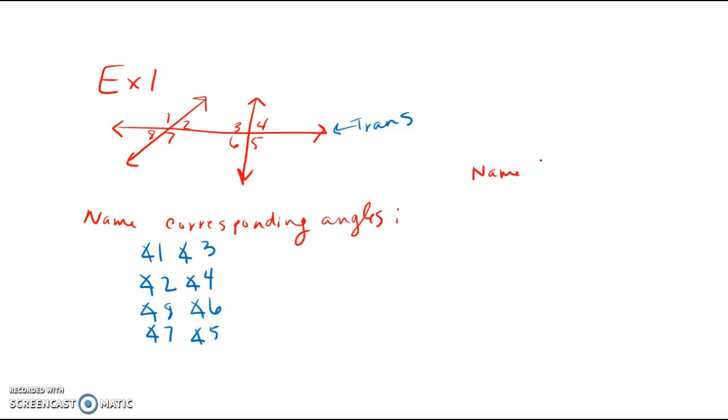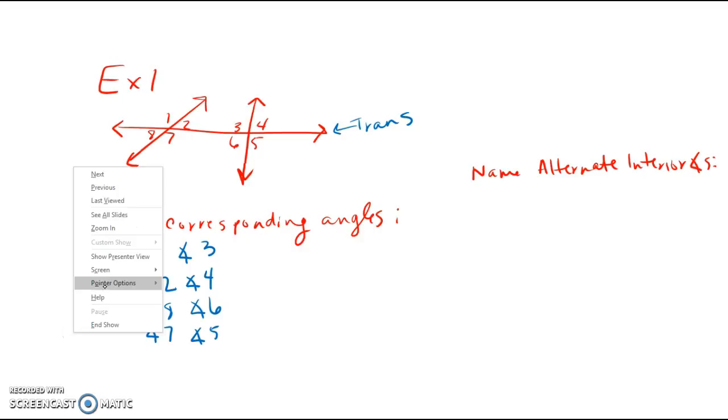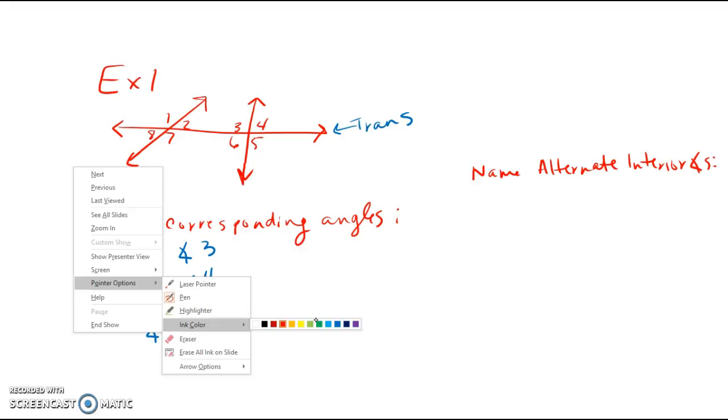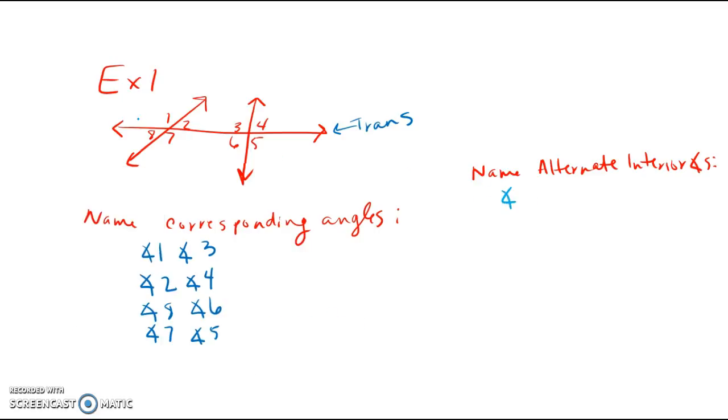We are now going to name our alternate interior angles. So remember, those are the angles that are inside and on opposite sides. So alternate means opposite, and interior means inside. So my first inside angle that I see is angle 2. So I want opposite from angle 2, which is going to be angle 6. So angle 2 with angle 6. Those are alternate interior. So then that leaves angle 3 with angle 7. That is my other alternate interior angle.